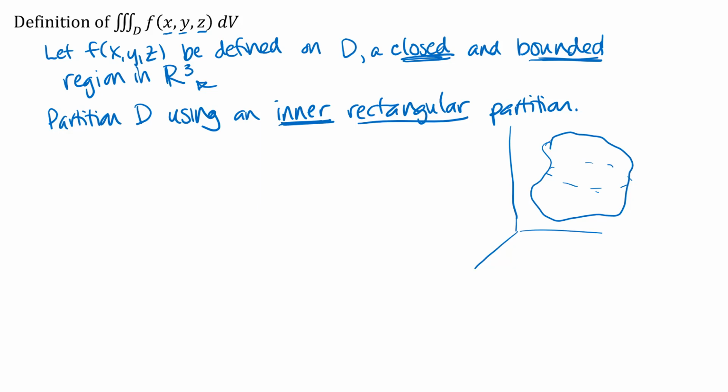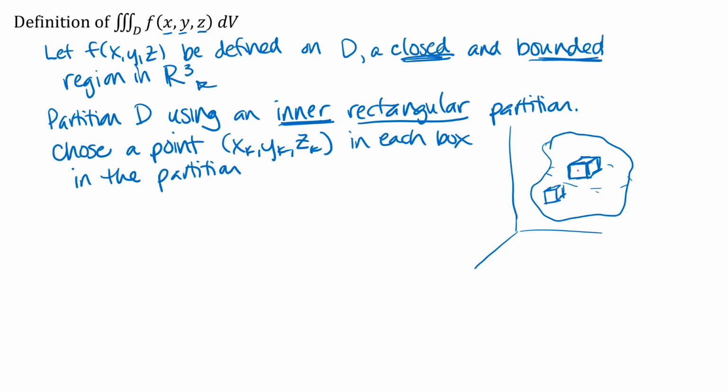Basically that means that our pieces in the partition here are going to be little boxes. I'm not going to draw a whole bunch of them because that would be kind of hard to draw here. But the idea is that I'm going to chop this region up into little boxes with sides parallel to the X, Y, and Z axes. So it's the same as the idea we did in double integrals. We had our region in R2 and we chopped that up into little rectangles. Alright, and then we want to choose a point in each of those boxes in the partition. Within each of these boxes we're going to choose a little point somewhere in there.